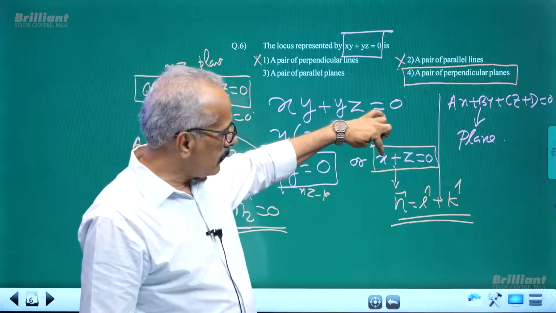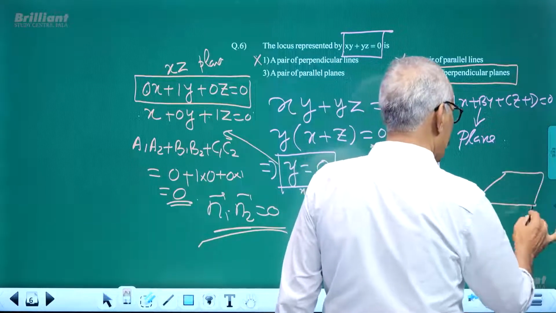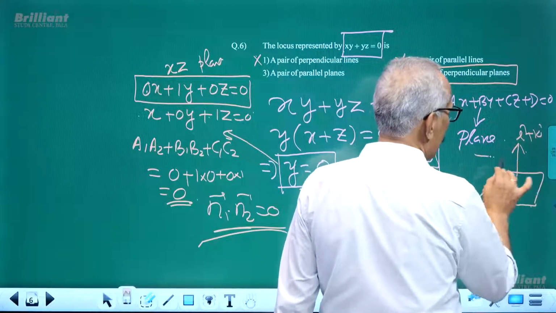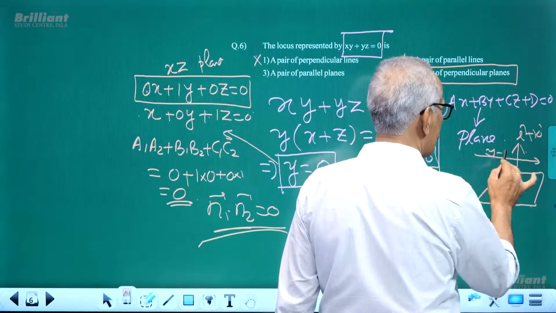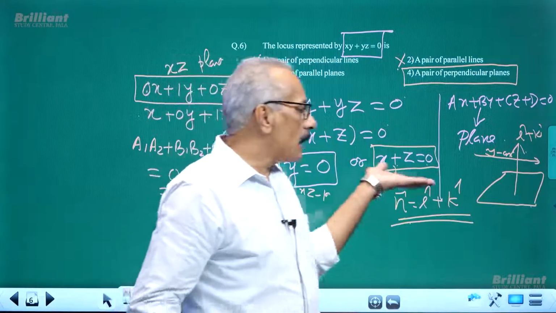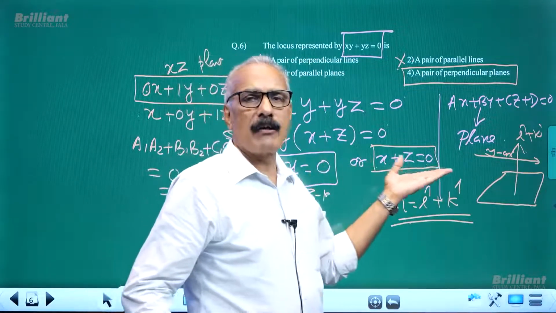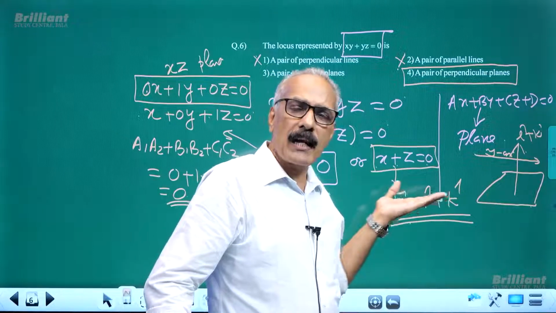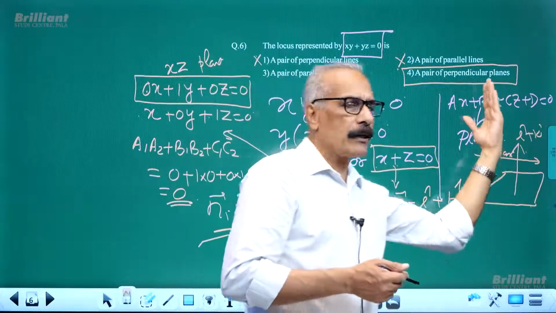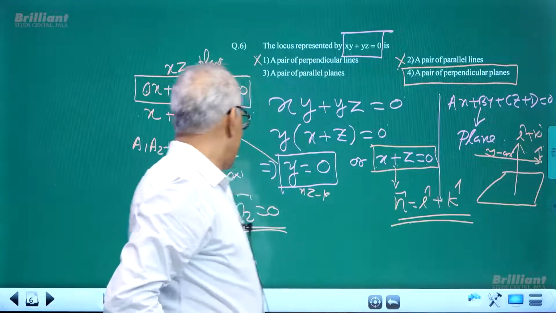So this is the normal, i plus k. This fellow is perpendicular to which axis? The y-axis. Therefore, x plus z equal to 0 is a plane parallel to the y-axis. Remember that. x plus z equal to 0 is a plane parallel to the y-axis because the normal is perpendicular to the y-axis, j. That is why it is.